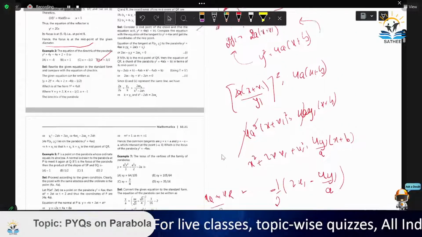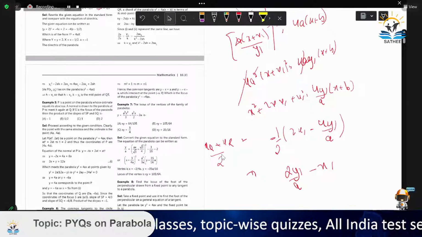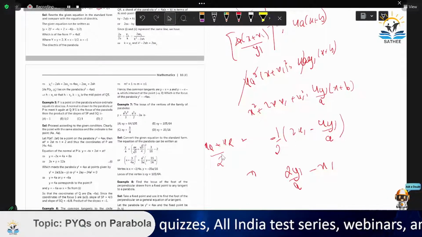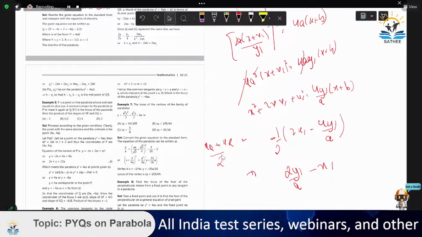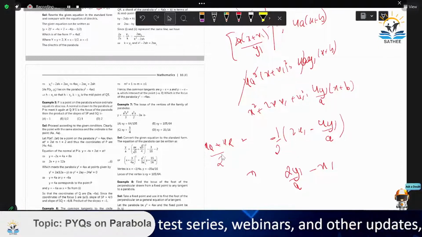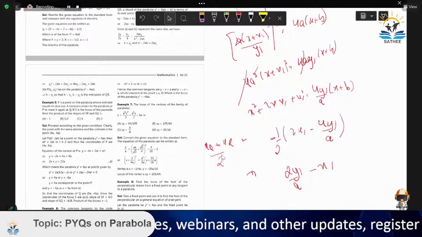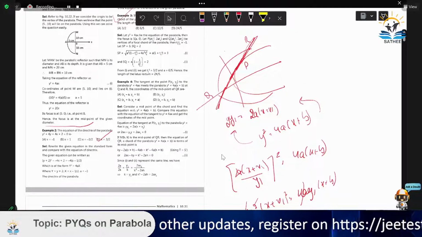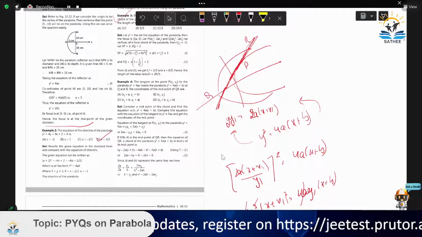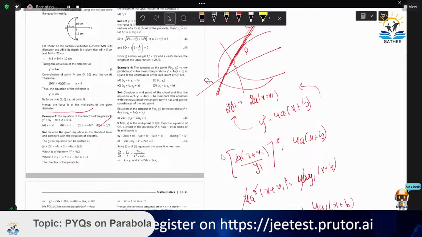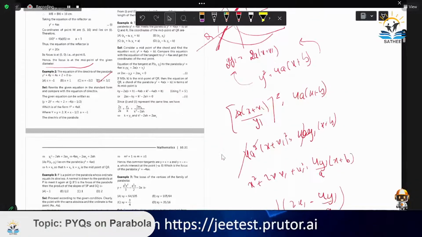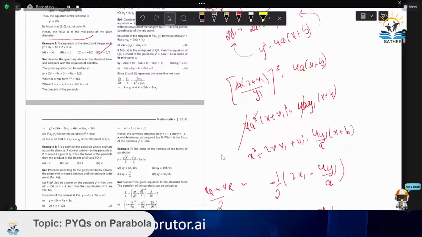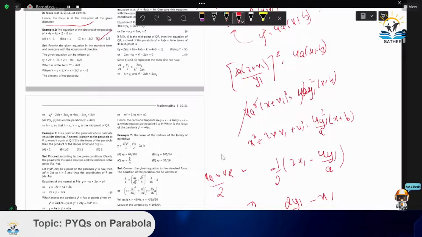Why is there a term of b here? I don't think there should be a b here. Let me just check it again. Maybe y1's whole square.